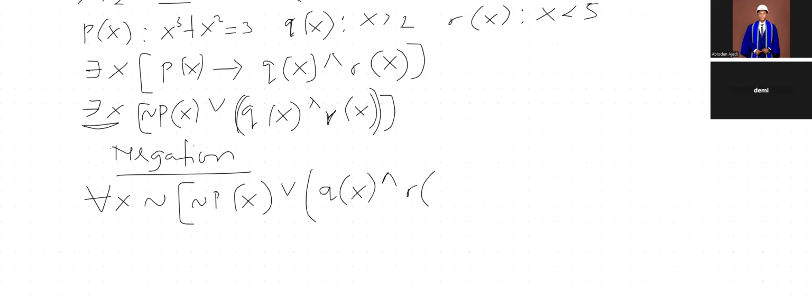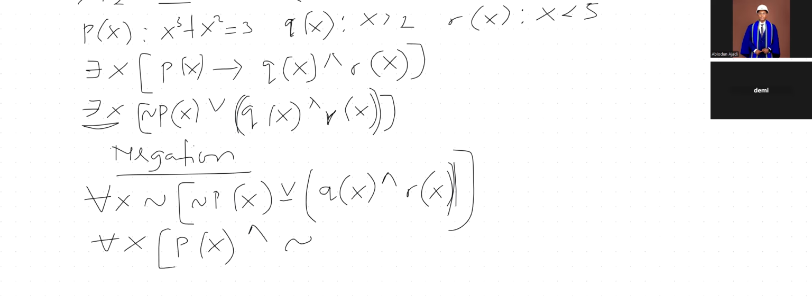Then what we are going to use here is De Morgan's law. So this is going to be, for all real numbers x, this turns to p of x, and this turns to and. And this is going to be the negation of q of x. Then we still have r of x.